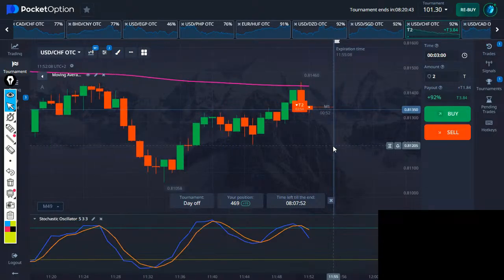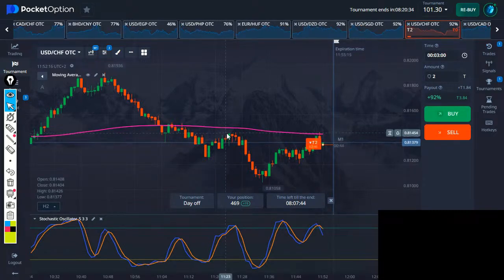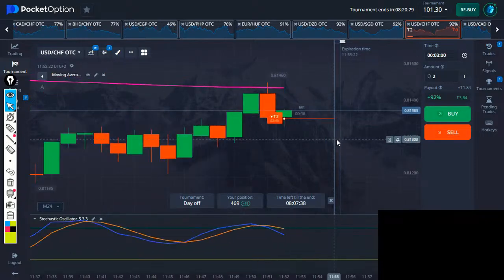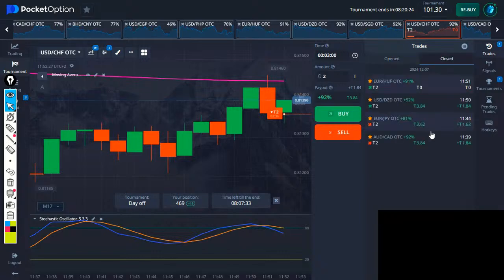So we have all the rules met. We have the price below the EMA. We have strong demand and resistance area, a clear cross from the stochastics. So we took the trade to the downside for 2 minutes. Till now, we have 3 out of 4 winning trades, which is quite decent.